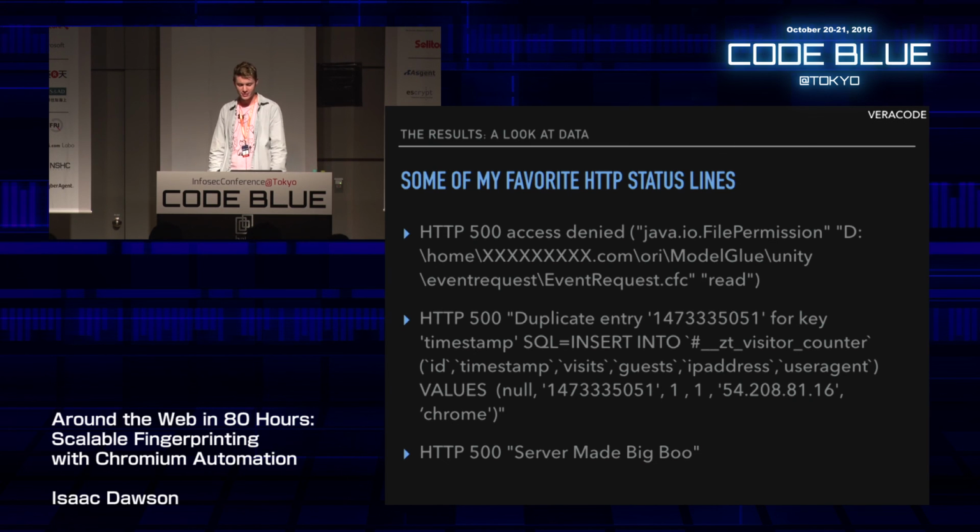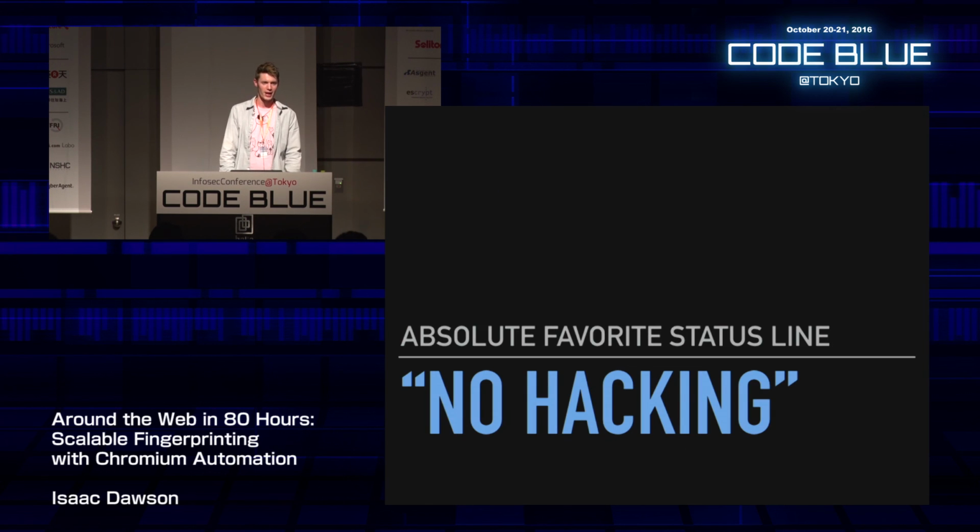Some of my favorite HTTP status lines, so HTTP response protocols like HTTP 200 OK. In this case, it's 500 access denied with a full file system path. I saw many status lines with raw SQL errors, and then funny messages like server made a big boo. But my absolute favorite one was no hacking. I saw that when I was going through my data. I was like, okay.